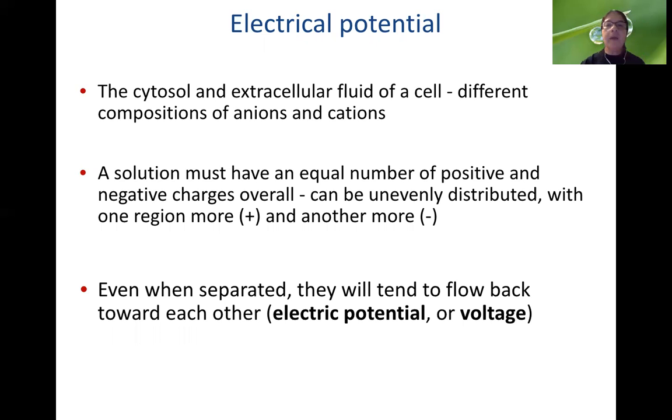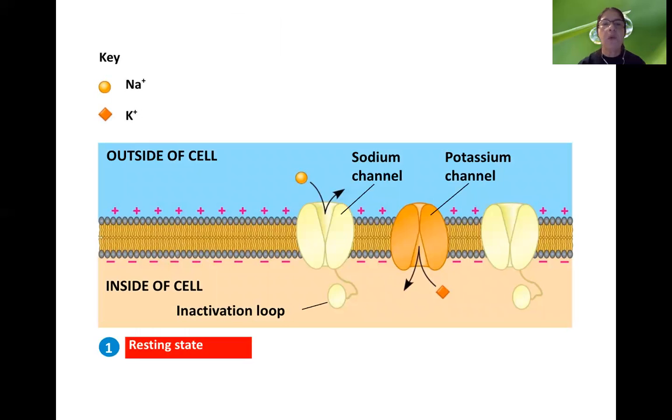So now that we know what a membrane potential is, an unequal distribution of charges and the potential to do something, right? Potential energy, electrical potential. How is this used in neuronal signaling? So here's a picture of a cell, and you see how the inside of the cell is negative, the outside is positive. And we have 2 types of channels.